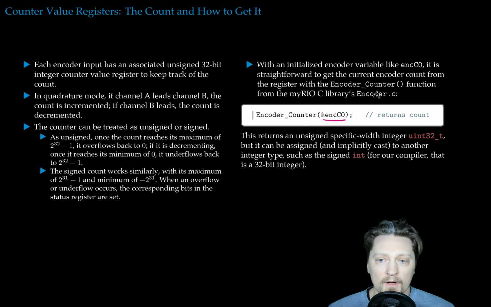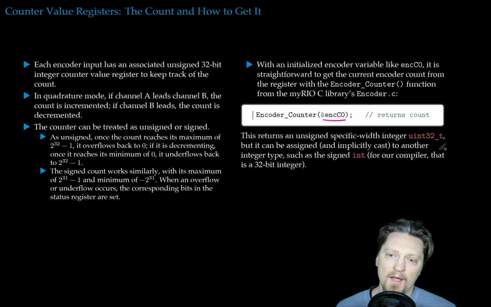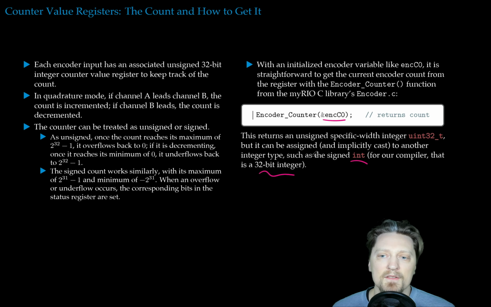This will return the count, an unsigned specific width integer, unsigned 32-bit width integer, but it can be assigned and implicitly cast to another integer type, such as the signed int for our compiler, that is a 32-bit integer. So if we do an int cast, we'll get a 32-bit integer. Okay, so it'll give you the current count of the encoder.